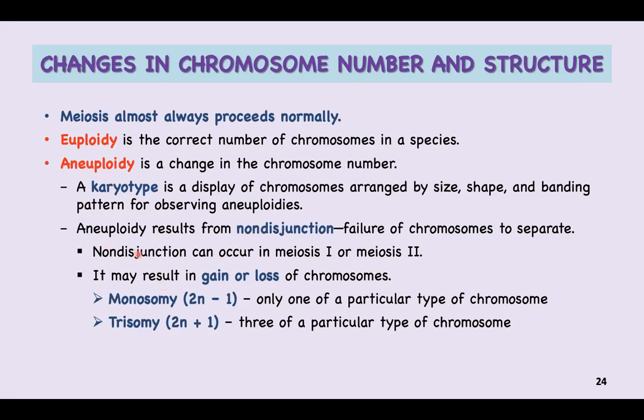Okay. The non-disjunction can occur in meiosis 1 or meiosis 2. Sama ada primary non-disjunction ataupun secondary non-disjunction. So, this non-disjunction may result in whether gain or loss of chromosome. Sama ada dia tolak satu ke ataupun dia akan tambah satu. Kalau tolak satu, we refer that as monosomy. Okay, monosomy. Only one of a particular type of chromosome. Kalau trisomy, we have 3 of a particular type of chromosome.